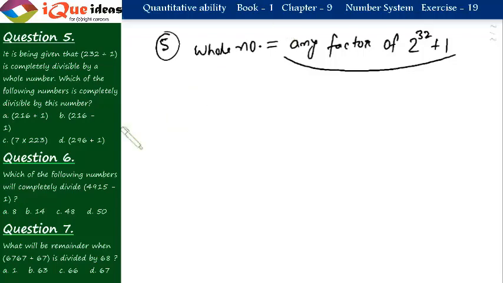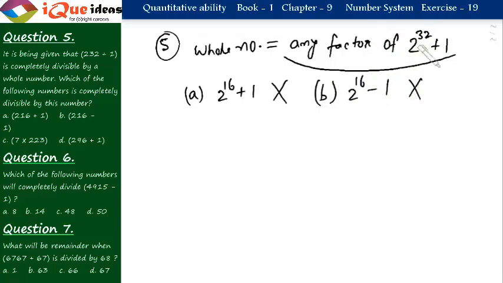Now look at the first option. It is 2 raised to 16 plus 1. Now 2 raised to 16 plus 1, visibly it is smaller than 2 raised to 32 plus 1. So it cannot be divisible by all factors of 2 raised to 32 plus 1. Same goes with B option. It is 2 raised to 16 minus 1. This also is smaller than 2 raised to 32 plus 1. So it cannot be divisible by all factors of 2 raised to 32 plus 1. Right?